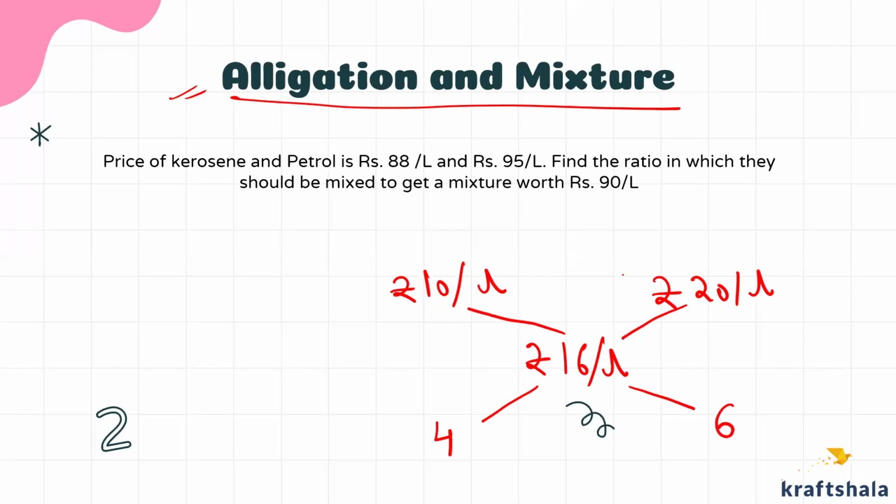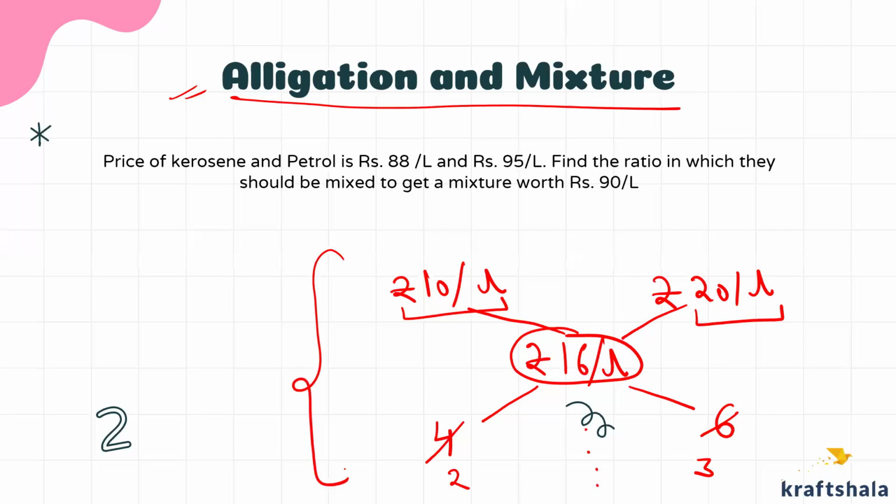So the ratio of these two varieties, 4:6, या फिर simplest form में I can say 2:3. What does this mean? कि to make this mixture, two parts of this quantity or this variety and three parts of this variety is taken to form this. This entire diagonal operation is known as rule of alligation.